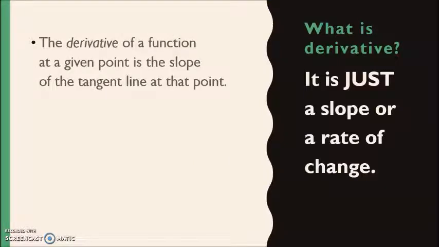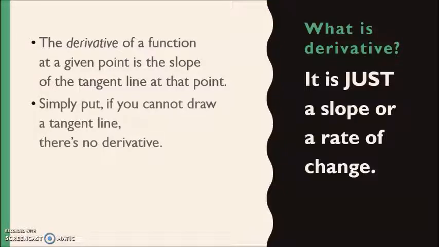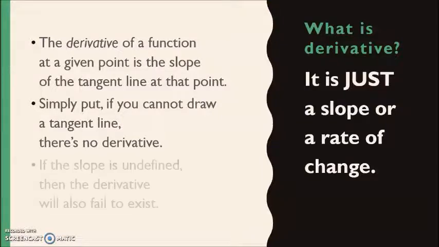The derivative of a function at a given point is the slope of the tangent line at that certain point. So if you are not given a point, then what you will get is not exactly a value, but instead a function that will give you the slope if you are given a certain point. So simply put, if you cannot draw a tangent line, there's no derivative. Because as we said earlier, the derivative is the slope of the tangent line, and if the slope is undefined, then the derivative will also fail to exist.